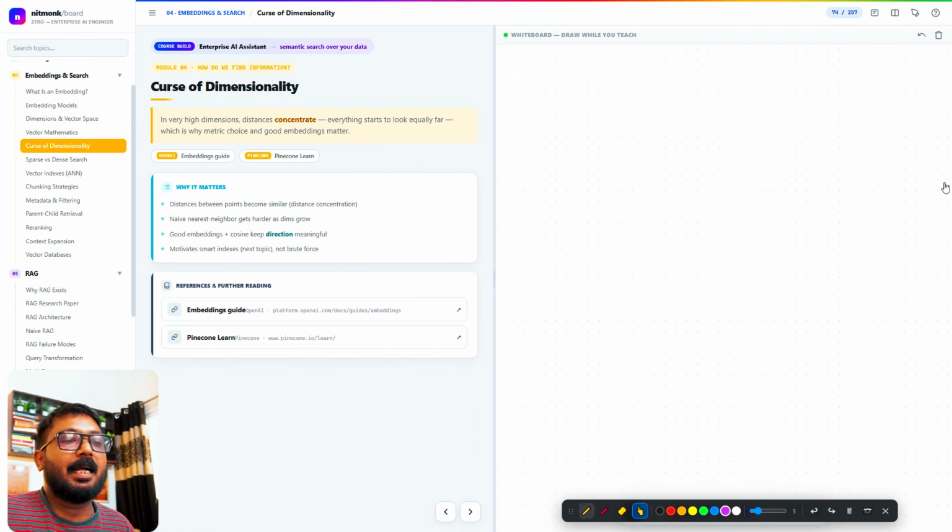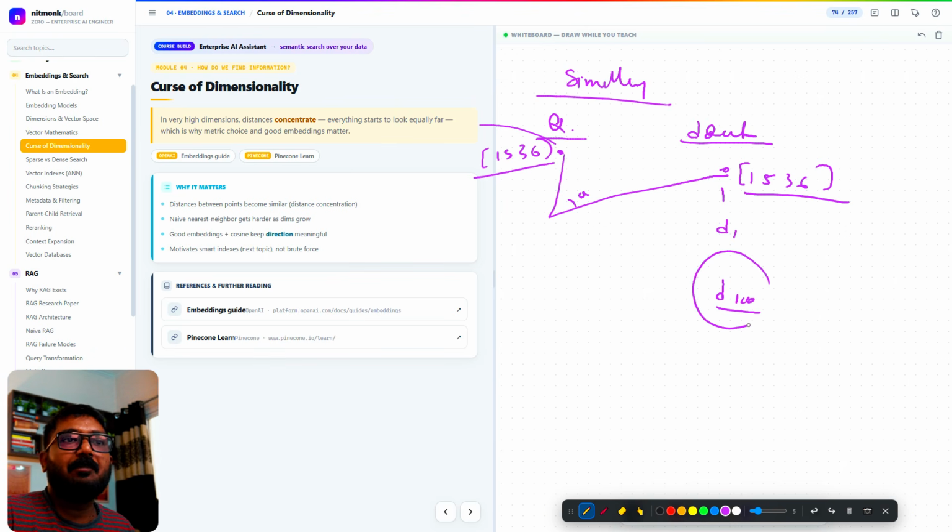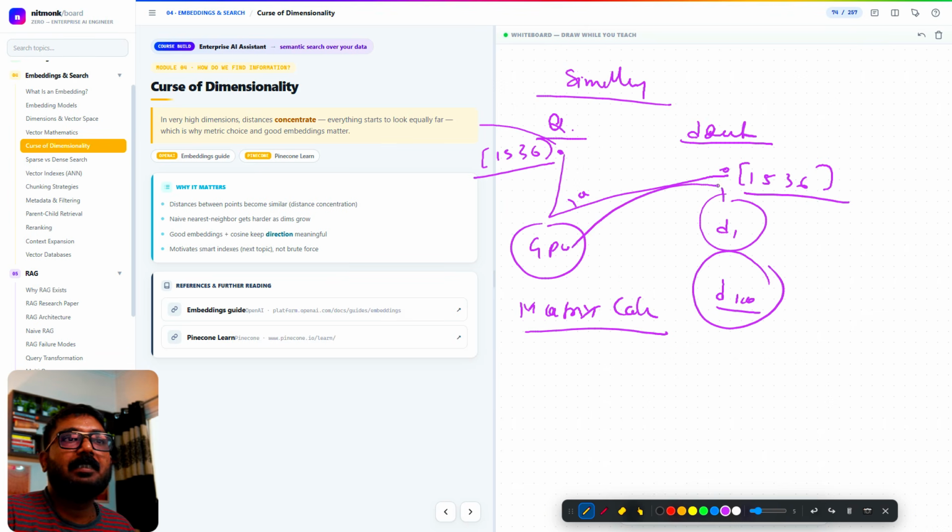And this is why similarity between a query and, let's say, a document you're searching is really important to calculate, to see how close they are. They are in, let's say, 1536 numbers, and the documents could be D1 to, let's say, D100, from where we are trying to search. And that's why GPUs become really critical for this matrix calculation, to calculate these values.